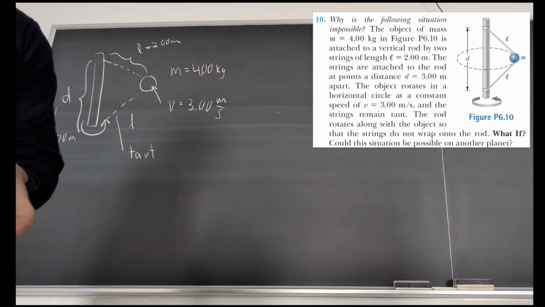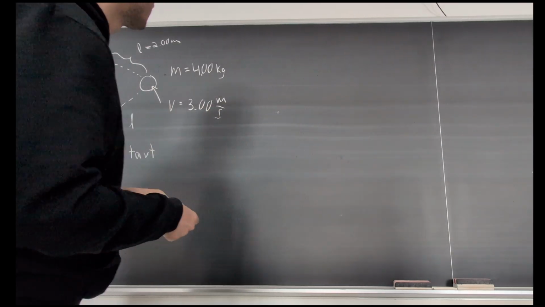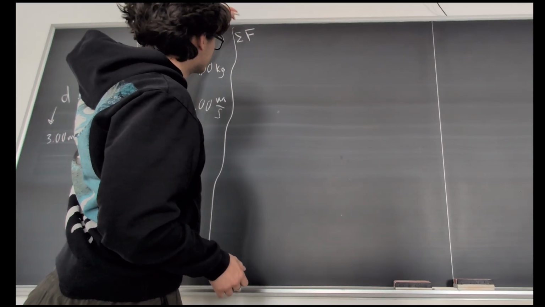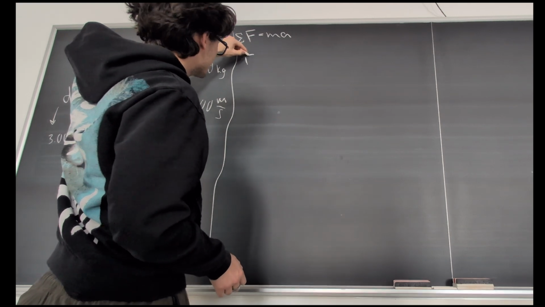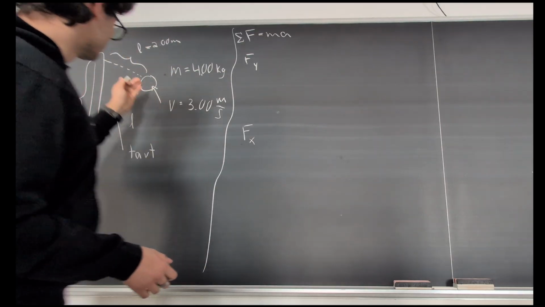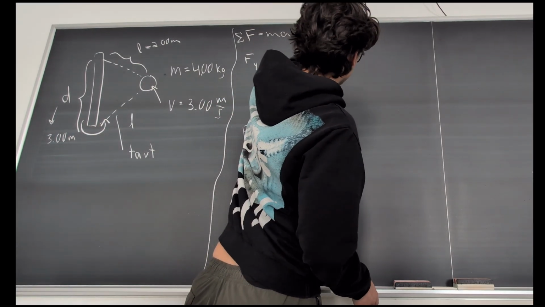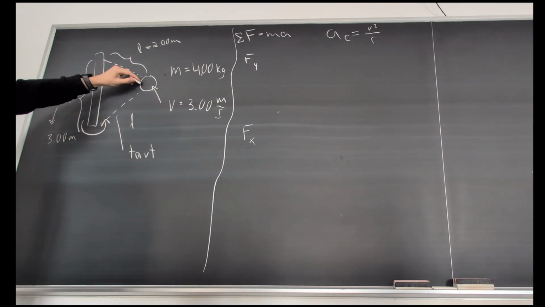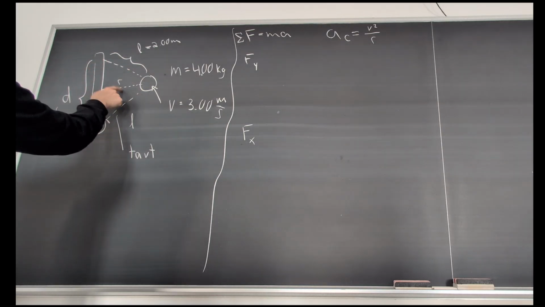Why is this situation impossible? So we have to figure out what about the situation makes it impossible. The first thing I'm thinking about is the sum of forces. Sum of forces equals ma. We have the sum of forces in the y direction and in the x direction. In the x direction, there's centripetal acceleration, so we also need this equation, right? And this r is this distance here, the radius of the circle the ball rotates around.